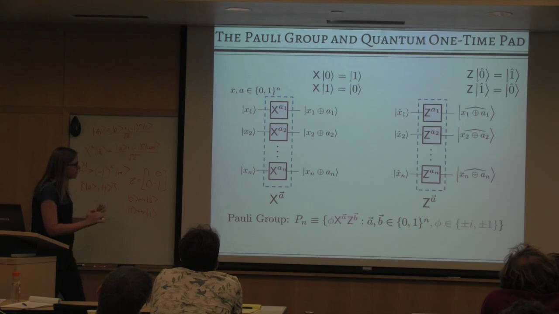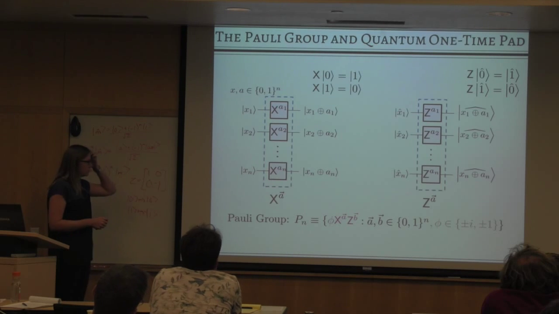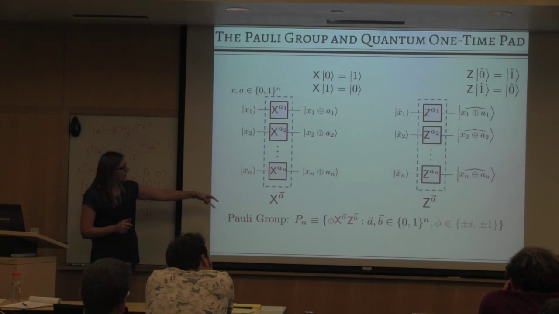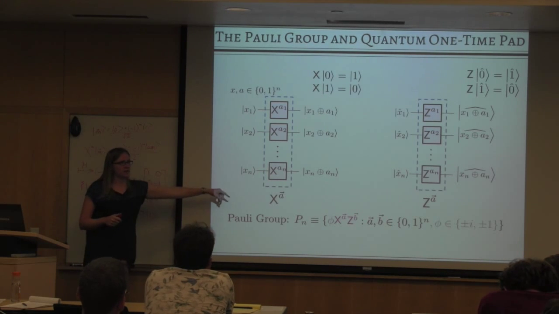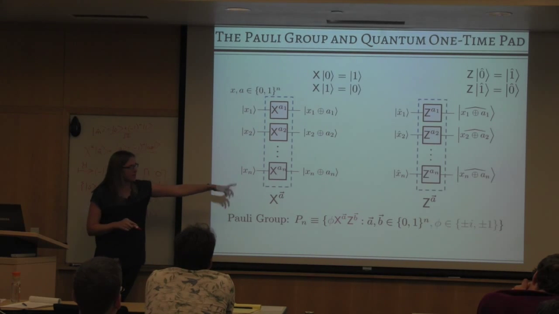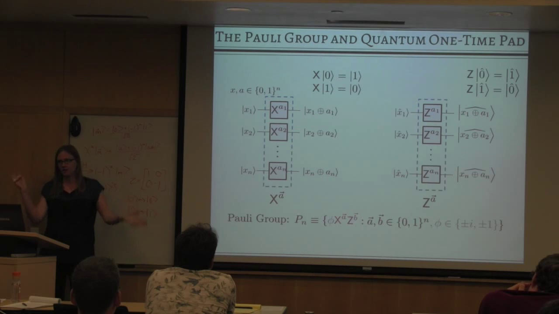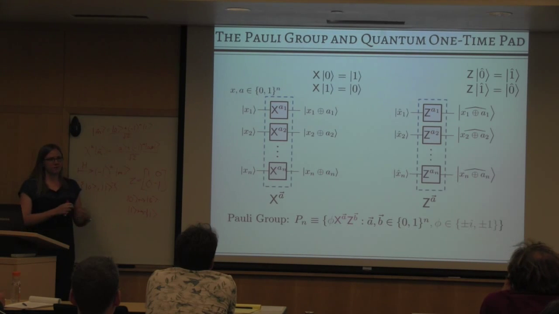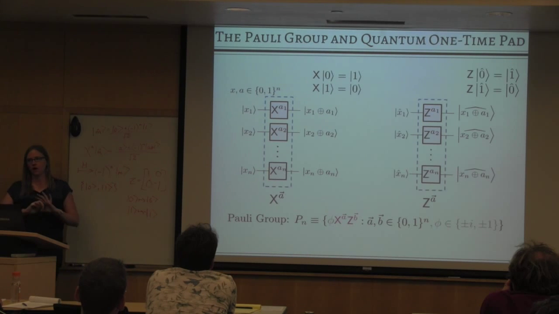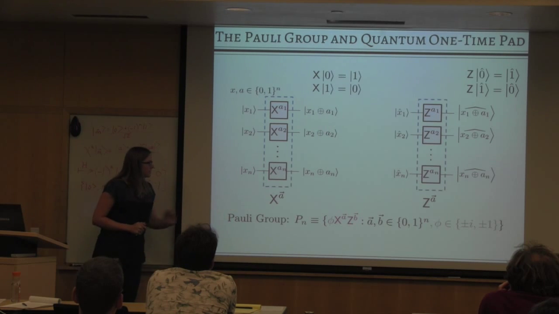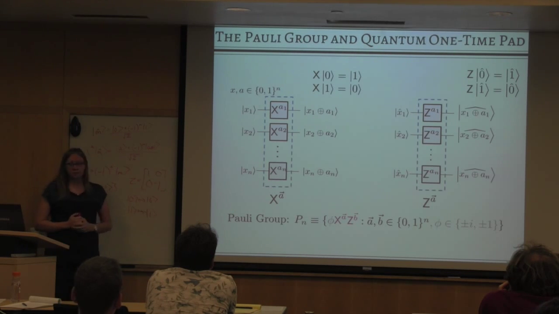So to be completely rigorous, the Pauli group is actually the group of unitaries that are some X to some vector A, and some Z to some vector B, and some phase of plus or minus i or plus or minus 1. But you should not care about this phase at all. That's needed to make this a group. But these sorts of scalar phases in front of an operator don't do anything. They have no operational meaning in terms of quantum circuits. So we can just focus on the X to the A, Z to the B. So this is the Pauli group.